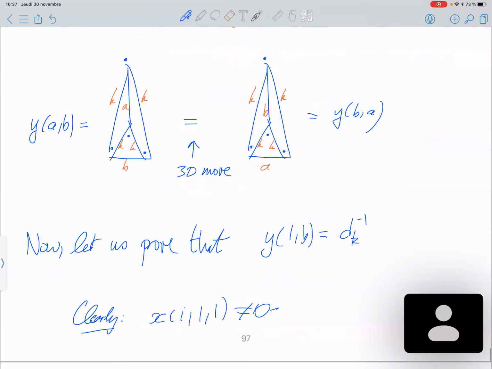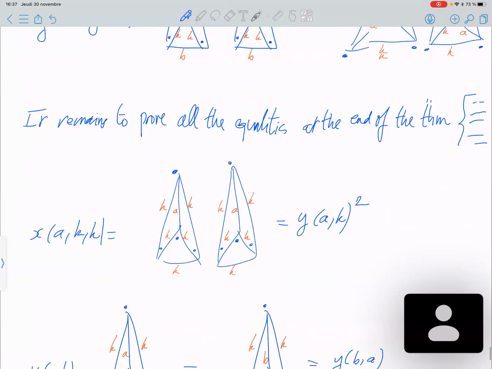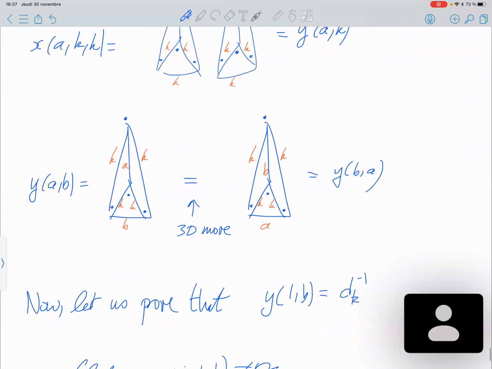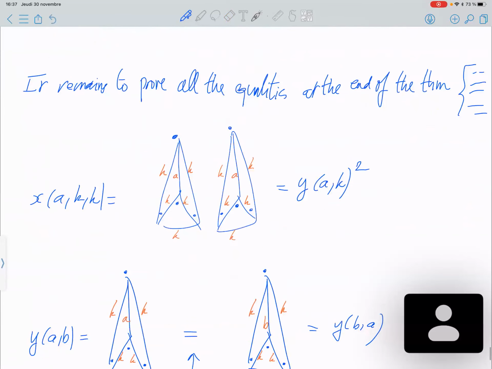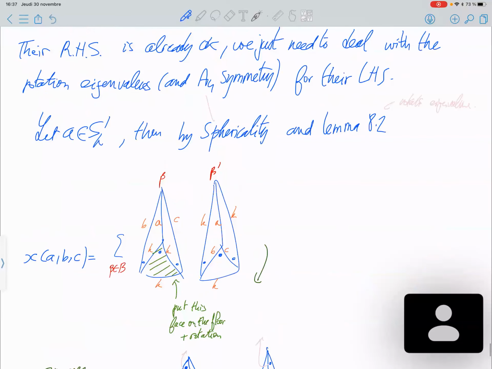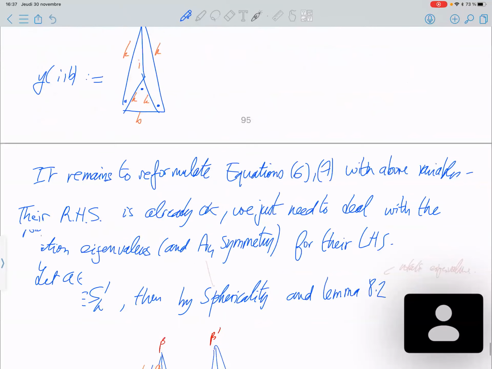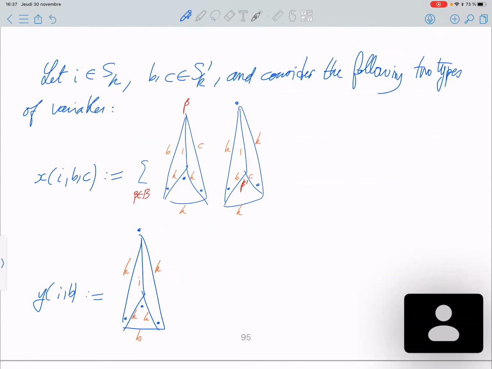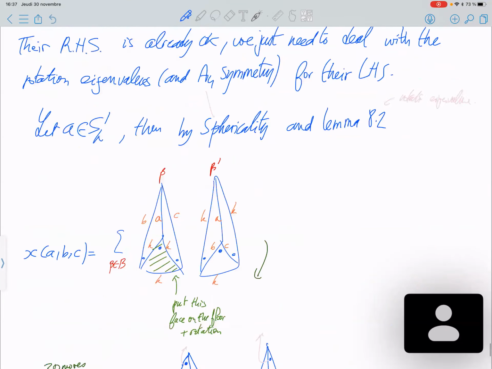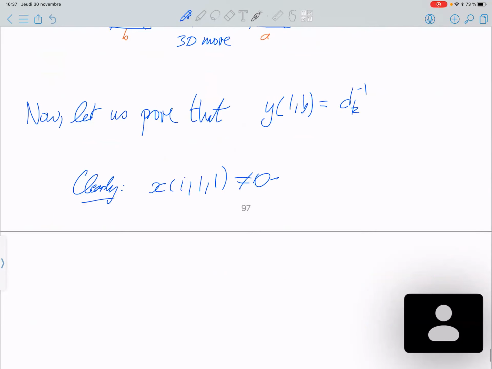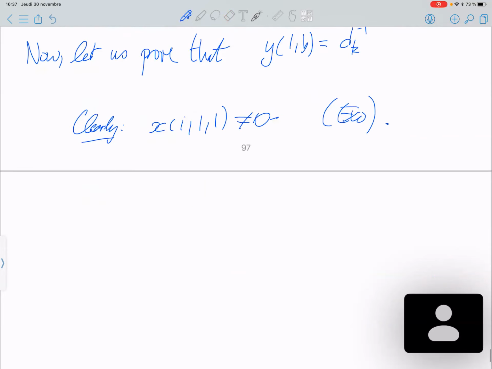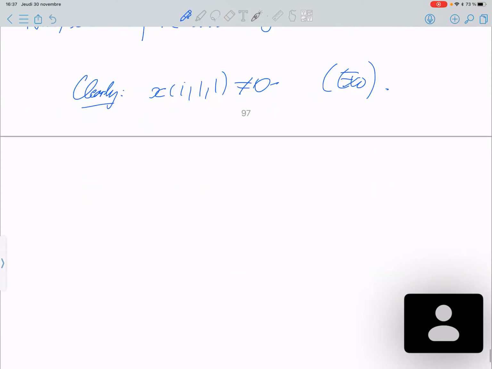Here there is no multiplicity, so it reduces to something like that. So is it clear it is different from 0? Let's assume that as an exercise. So it is different from 0. Next.